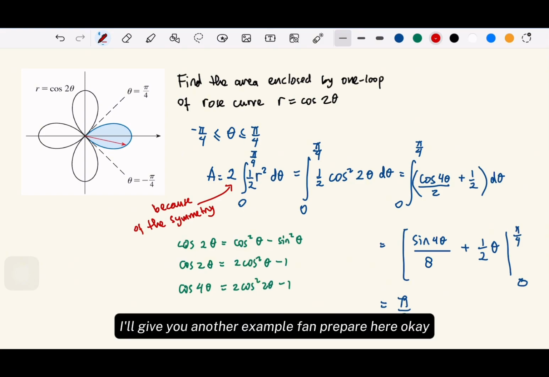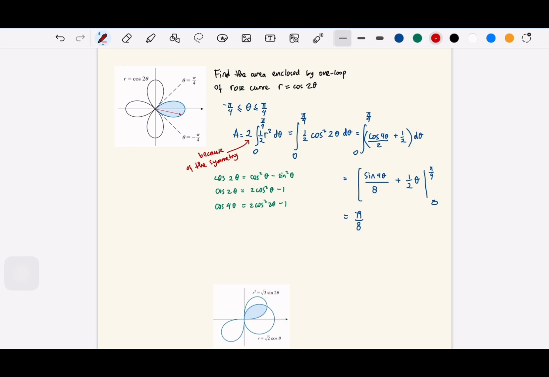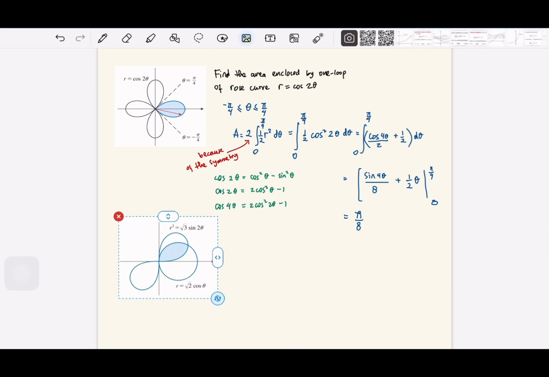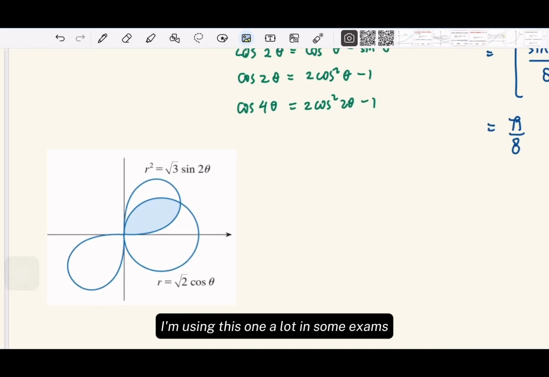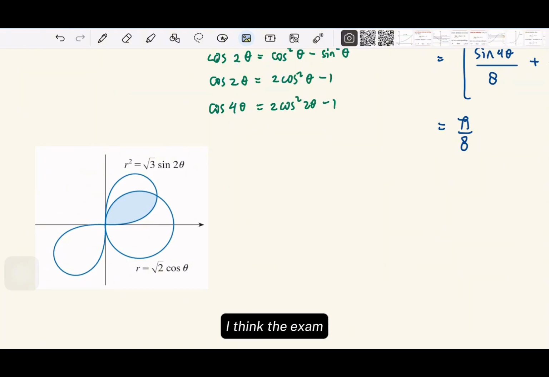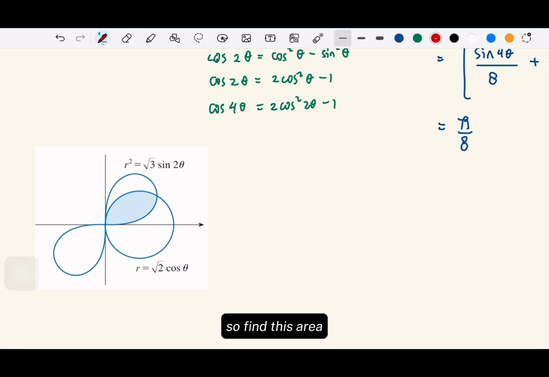Now I'll give you another example. I prepared this one. I'm using this one a lot in some exams. If you took my course before, you probably saw this in the exam. So find the area in the region that is shaded, which means the blue one. Find this area.